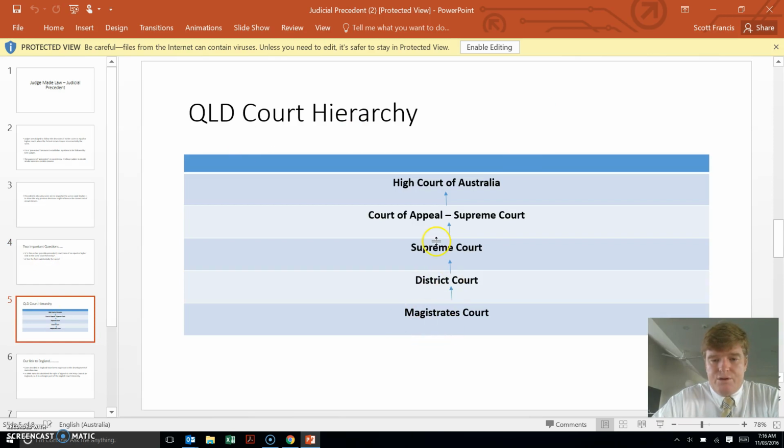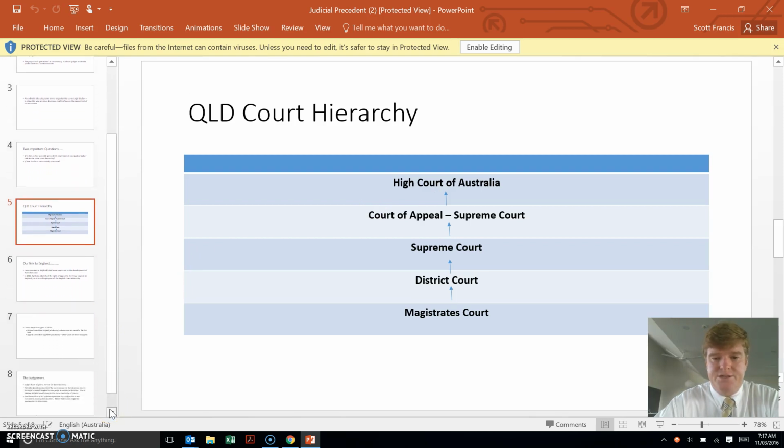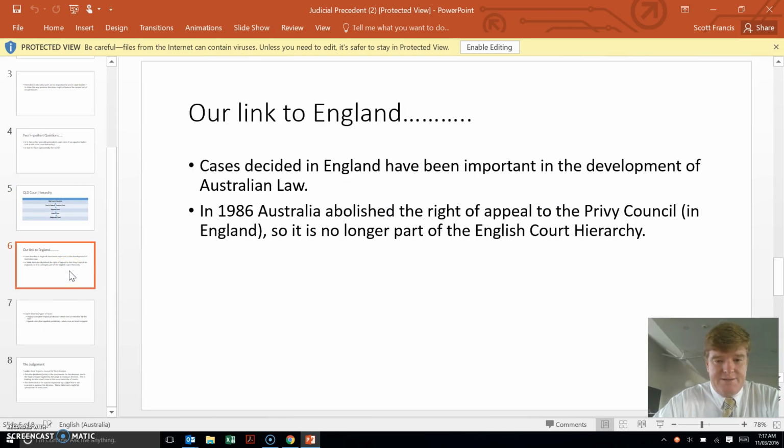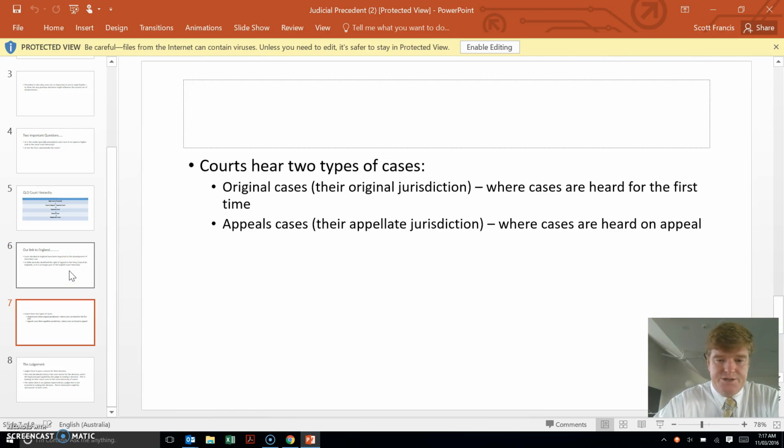We look at the court hierarchy. Here we've included the High Court of Australia because cases can go there, and certainly the Baden-Clay case at the moment, and I think also the Daniel Morecambe case, appeals have been made to the High Court. So it is part of the Queensland structure even though it's outside of Queensland. Previously there was the Privy Council in England, but that's no longer part of the court structure. When you talk about the cases that a court hears, there's both the original cases and the appeals cases, original jurisdiction and appellate jurisdiction.